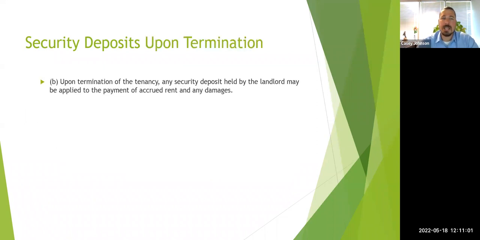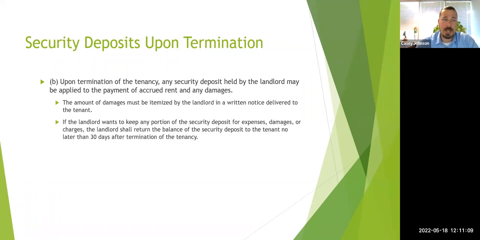Upon termination, the landlord is supposed to apply any damages or any rent or late fees that the tenant owes them. They're supposed to send a written notice to the tenant saying how much they're keeping. If they're not keeping anything, they should send the full amount of the security deposit back to the tenant. And then they're supposed to do that within 30 days after the termination of the tenancy. They have to mail it to the tenant's last known address.